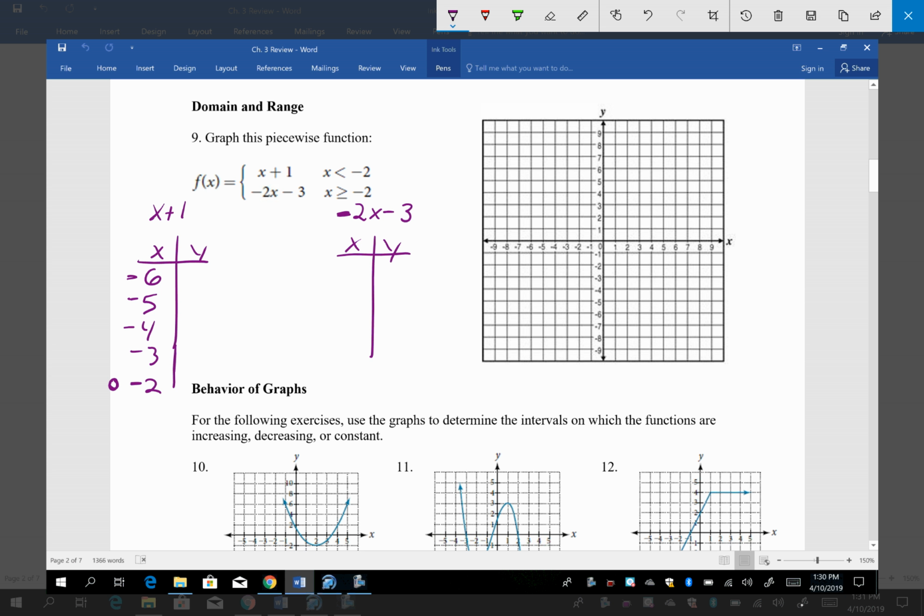Okay, so what's negative 6 plus 1? Negative 5. Negative 5 plus 1. Negative 4. Great, you get the idea here? So I have an open circle at negative 2, negative 1.